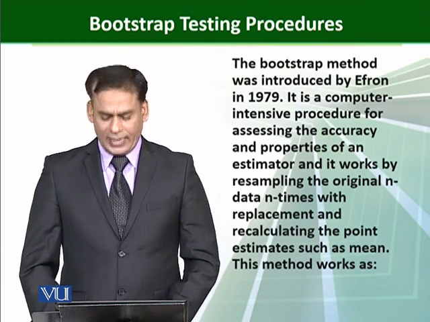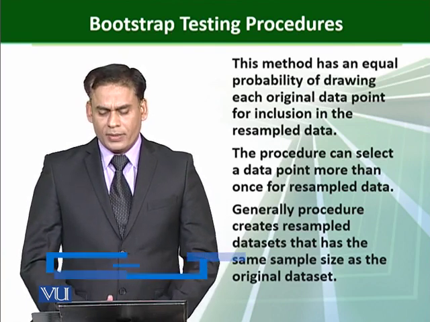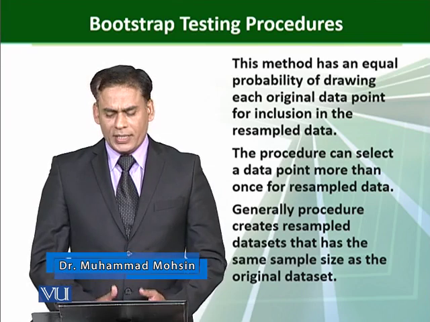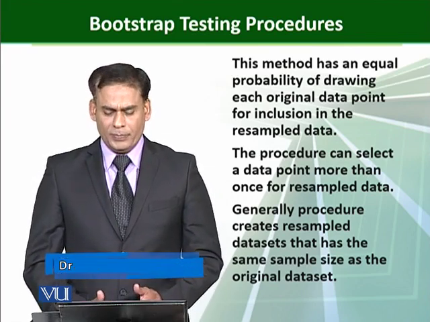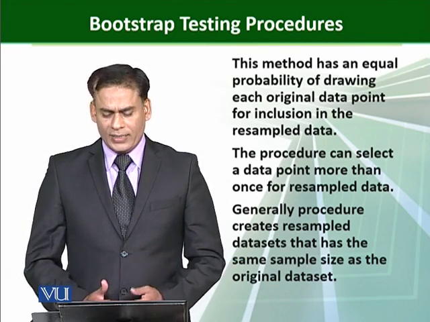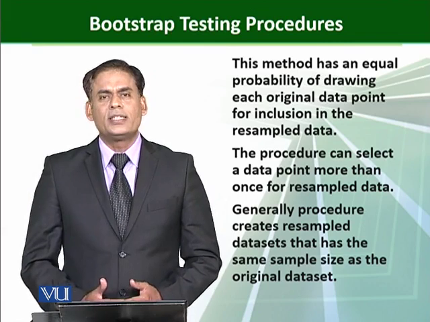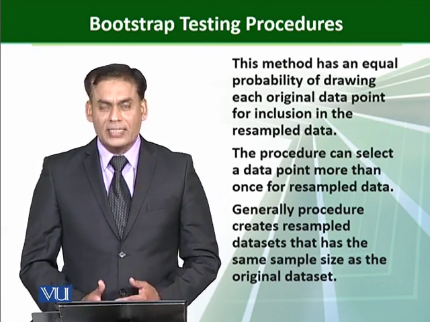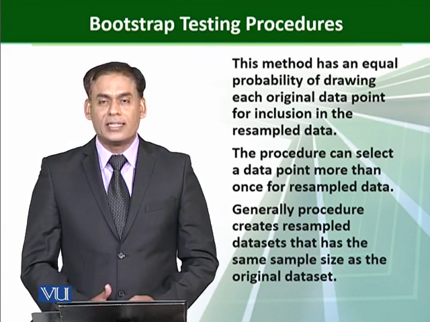This method works as follows. There is an equal probability of drawing each original data point for inclusion in the resampling data. The second point is that the procedure can select a data point more than once for the resample data, and generally the procedure creates resample data sets that have the same sample size as the original data.